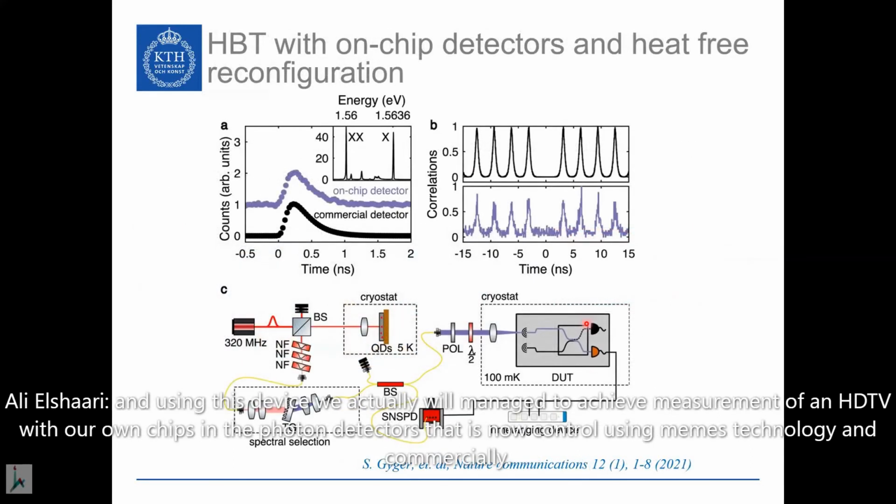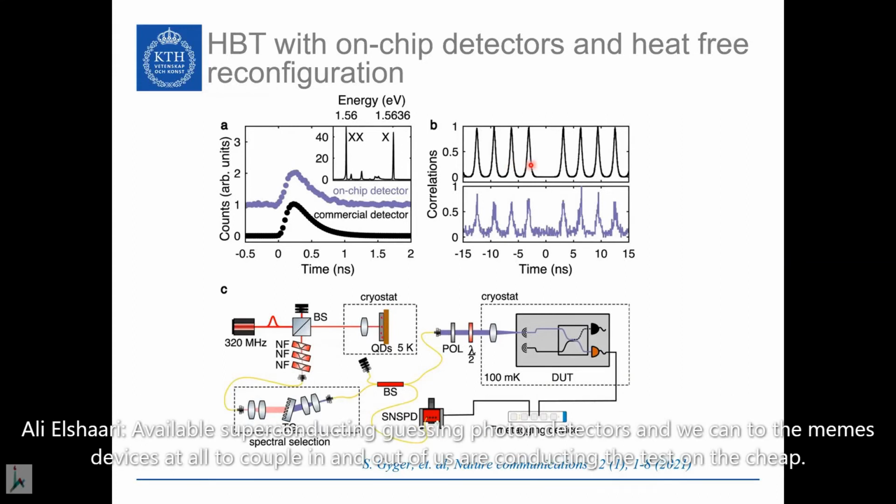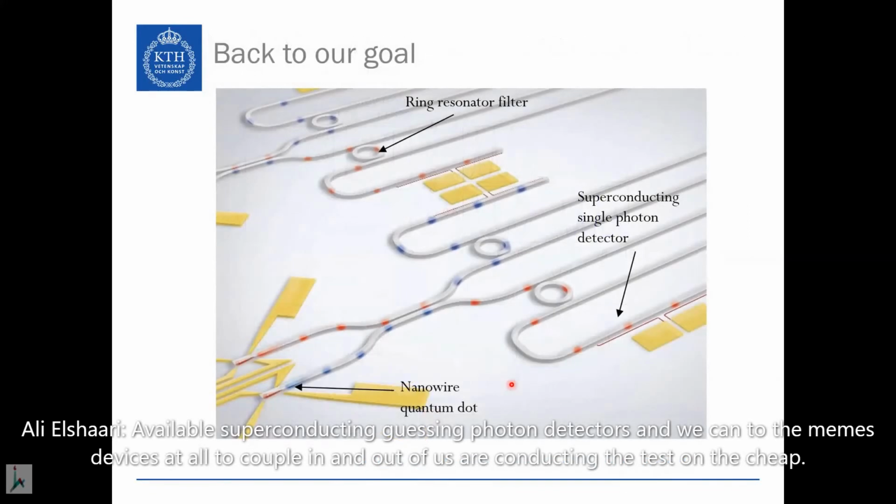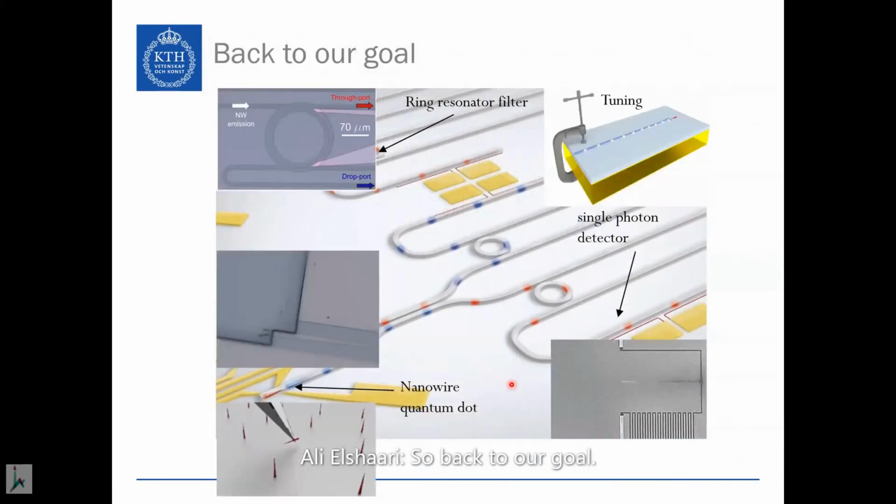Using this device, we managed to achieve an HBT measurement with on-chip single photon detectors that is now controlled using MEMS technology, and commercially available superconducting single photon detectors. And we can tune the MEMS devices at will to couple in and out of a superconducting detector on the chip. So back to our goal.